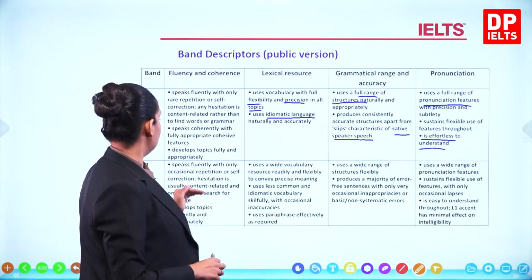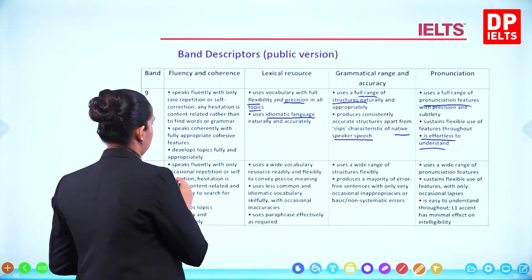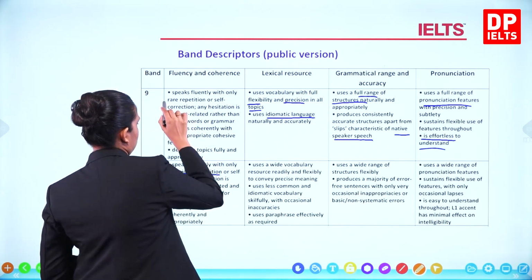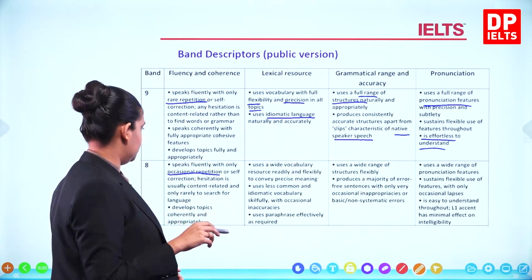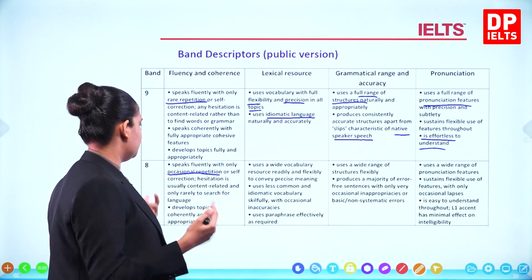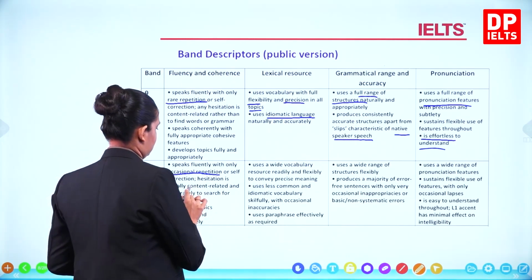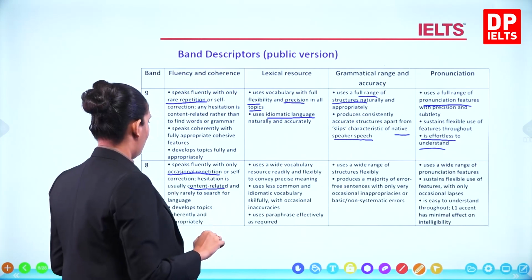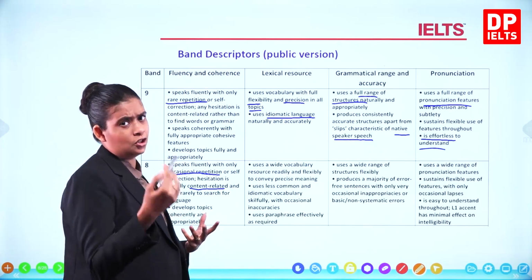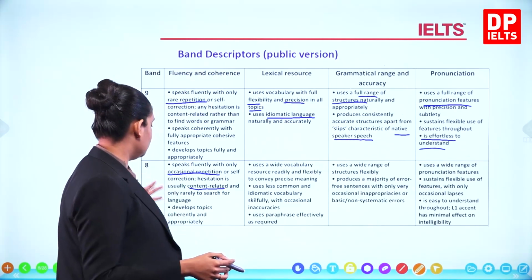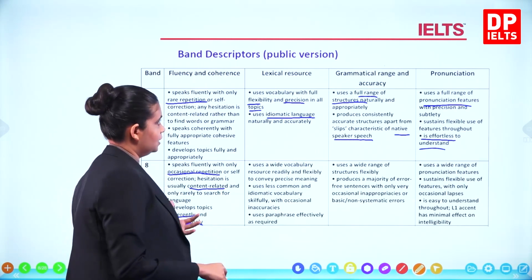So 8 means you speak fluently with only occasional repetitions. You can see here it's rare. However, when it comes here, it's occasional repetition, right? And self-correction. Hesitation usually is about content, okay? And it's not really problems with the language or things like that. And you develop the topic coherently and appropriately. So it's quite straightforward.